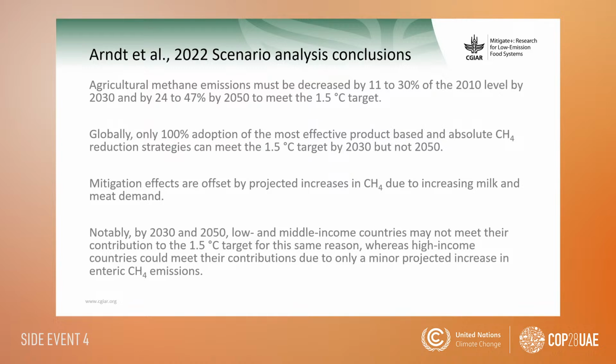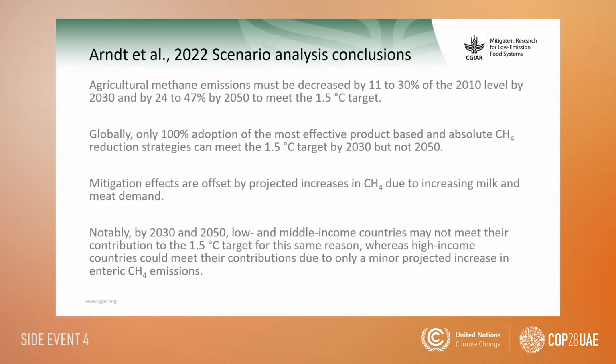Globally, she found 100% adoption of the most effective product-based and absolute emissions reduction strategies is required to meet the 1.5 degree C target by 2030, and even this will not be sufficient by 2050. And 100% is, where'd it go?